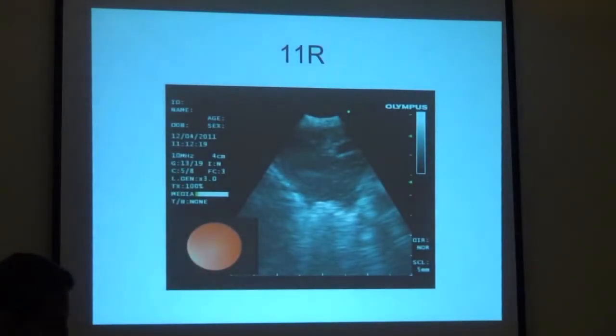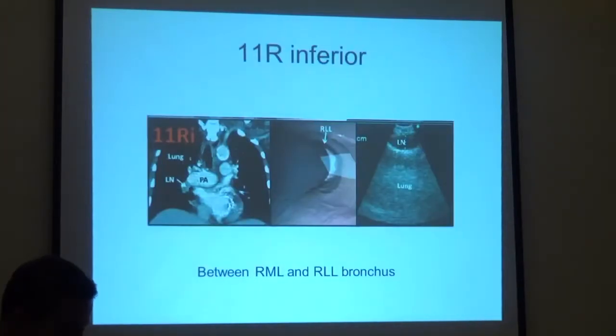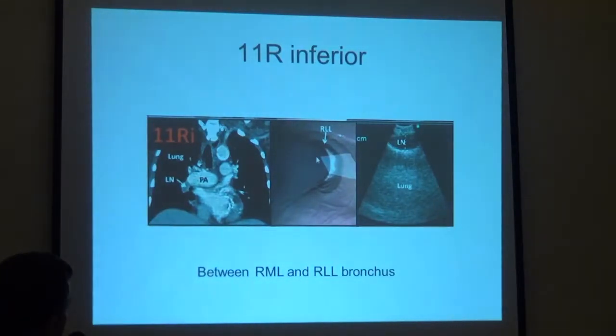That's another view of the 11R. Again, there are no landmarks. You rely completely on the position of the scope, and you have the vessel inside it. It's all surrounded by lungs. These are the snowstorm appearance of the lung and the B lines with the ultrasound that you also see on thoracic ultrasound. The 11R inferior, now you are in the right lower lobe.